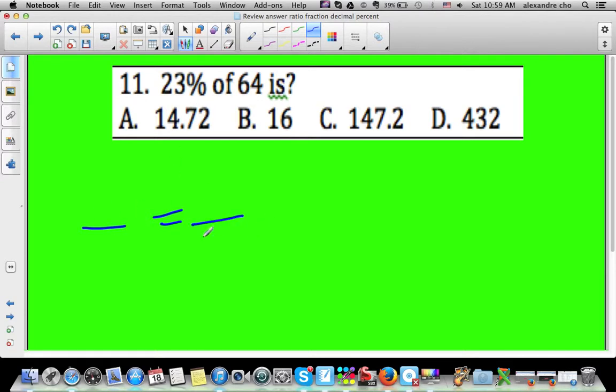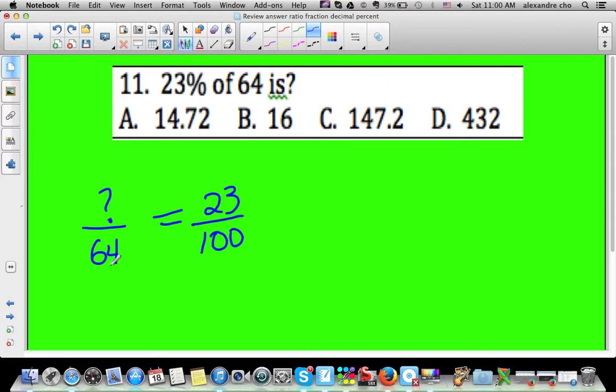So 23%, and actually it's percent proportion. 100 goes here. The percent goes over 100. Of 64, which means 64 is the total. That goes down here. And we want to know, out of $64 here, how much did we spend? We spent 23%. So what is that equal to?